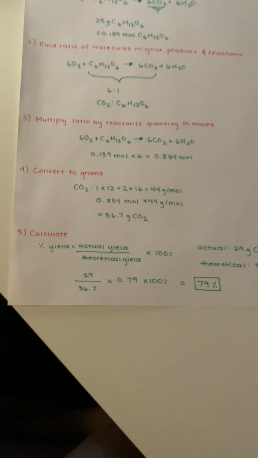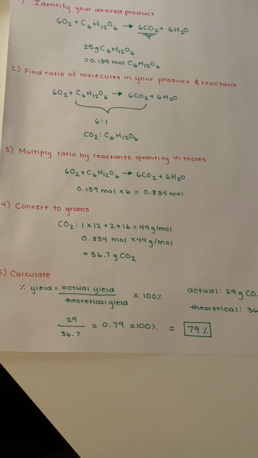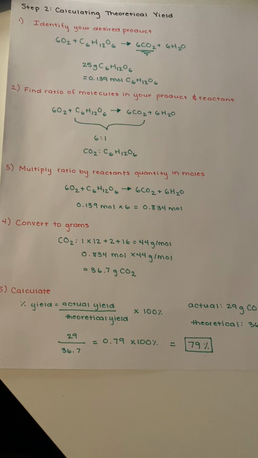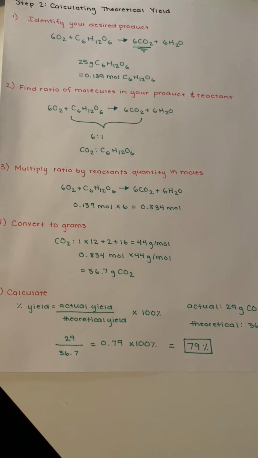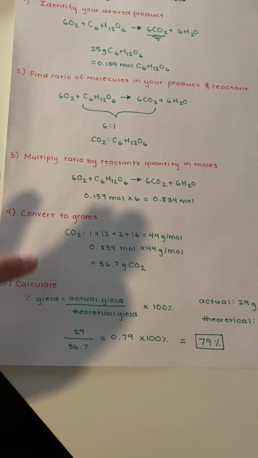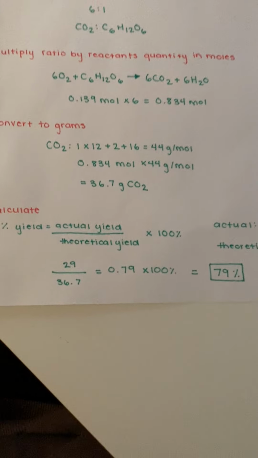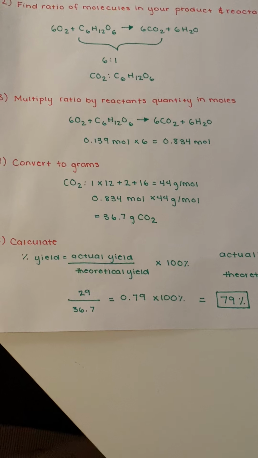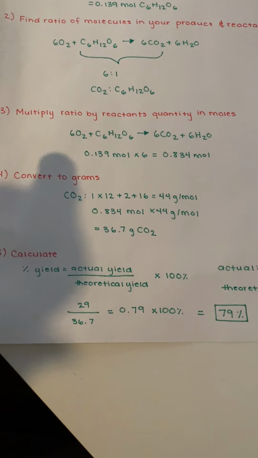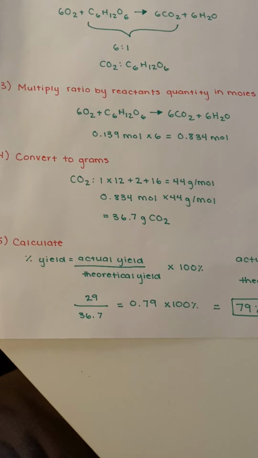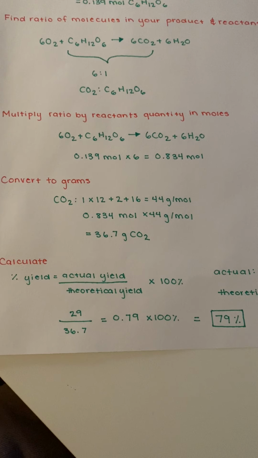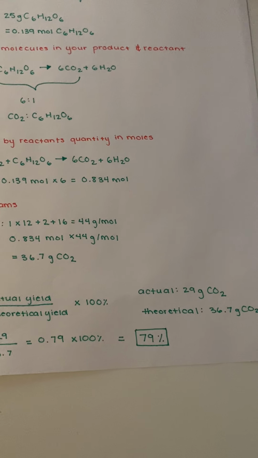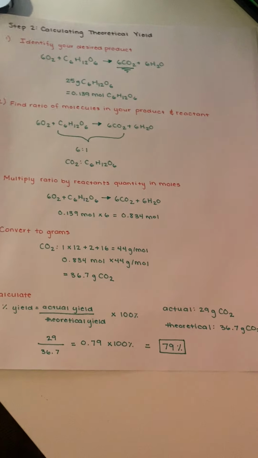So now, the bottom part, last step, we are actually going to calculate our percent yield. So we have our actual yield, this is the formula right here, and then basically at the bottom I just plugged it in. So our 29 was our actual yield of CO2, and then our theoretical yield for CO2, which we calculated in this previous step, was 36.7, and once we divide those, we get 0.79, and times that by 100%, we're left with 79% yield for our CO2.